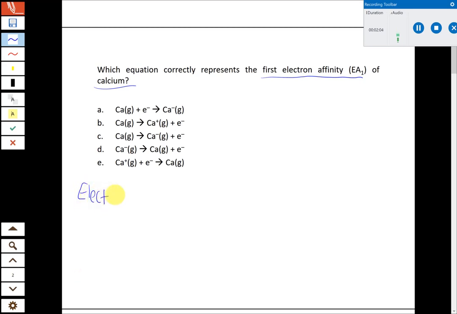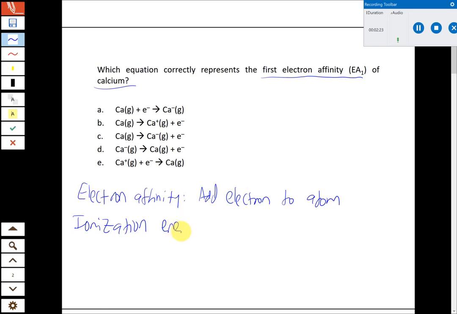What we have to remember is the big distinction between the two is that in electron affinity, we're going to add an electron to the atom. When we're talking about ionization energy, we're talking about removing an electron. And because here we're talking about the first electron affinity, that means adding the first electron, adding one electron to the atom. So we're starting with the neutral atom, and the first electron affinity is adding one electron to that.